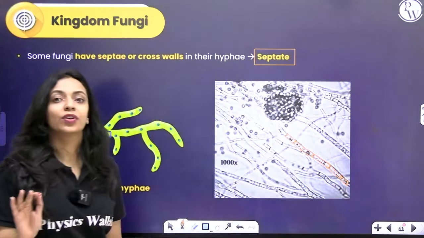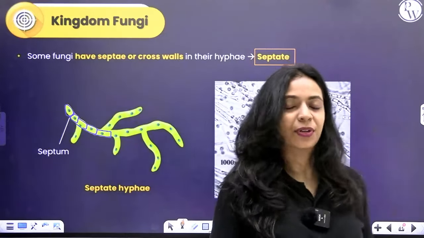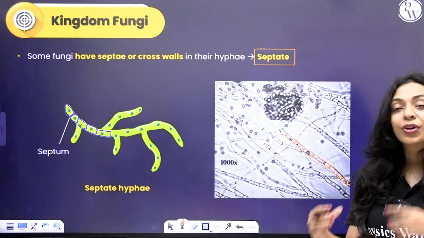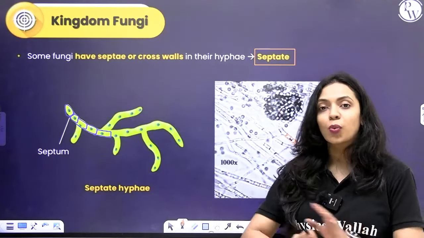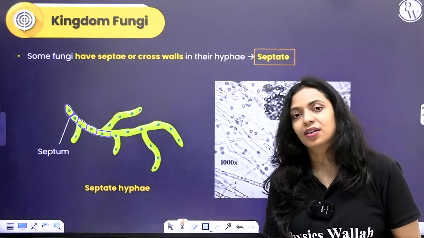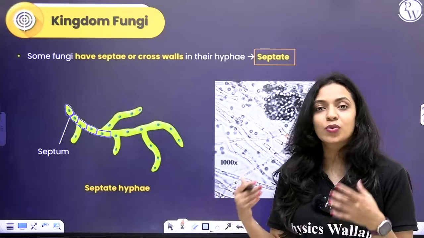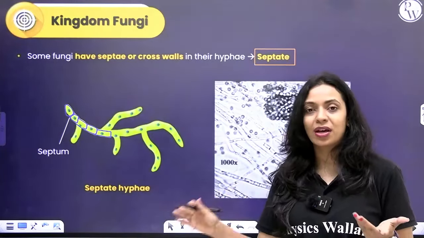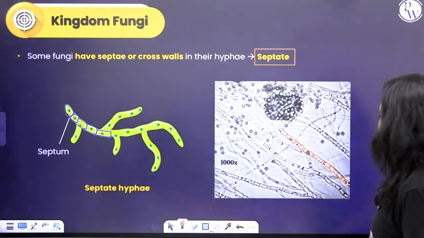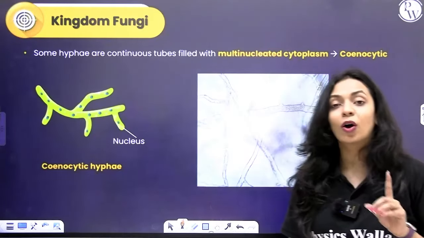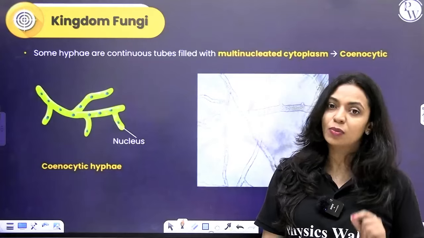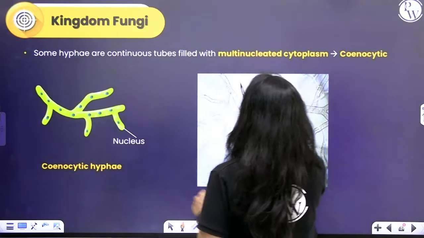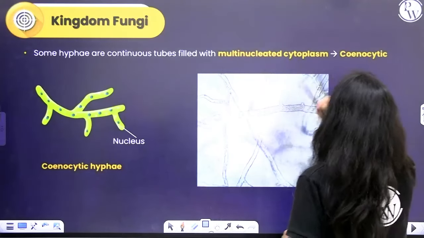Right? So whenever cross walls are present, we say that they are septate. In contrast, in some species, between cells, cross walls or septa will not be present. When septa is not present between two cells, what is going to happen? It will appear like a continuous tube that is filled with cytoplasm and have many nuclei. So in such a case, we call it an aseptate mycelium or cenocytic hyphae. Some of them are continuous tubes filled with multinucleated cytoplasm.